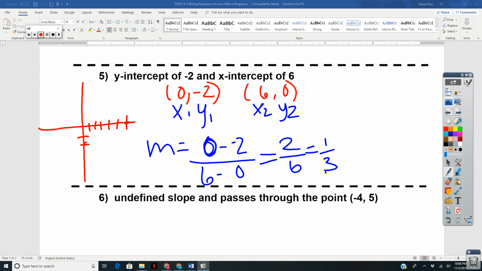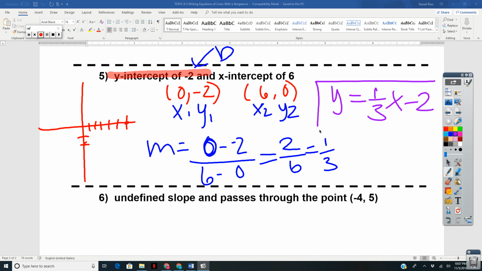And then again, these are kind of nice because I don't have to do much. They already gave me the y-intercept right here. So that's actually my b. That's b right there. Okay. So then I have my equation that I'm going to write. Y equals 1/3 x minus 2. And that's it. Very simple.